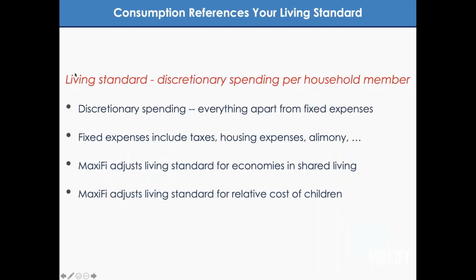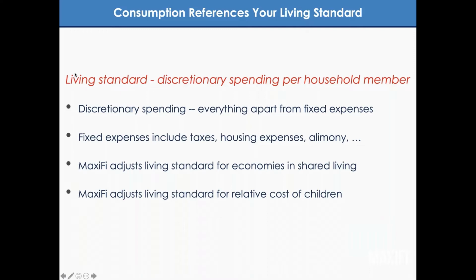So what about living standard? How does this connect to consumption? So the theory is about consumption, but consumption in the real world really refers to your discretionary spending, because you have some fixed expenses like taxes, housing, alimony, maybe tuition for children, maybe your loan repayments, car loan repayments, for example. You have to make those expenses. You have to pay those things. So that's not really what we call, in terms of MaxiFi, your consumption. What we call your consumption is everything left over, your discretionary spending, and we look at that per household member.